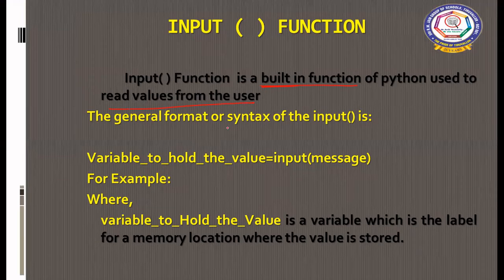The general format or syntax is: a variable to hold the value, which is the variable that is going to point to the object's reference, and input, that is, from the user's input you are going to take the value. The variable to hold is a label or an identifier for a memory location where the value is stored.